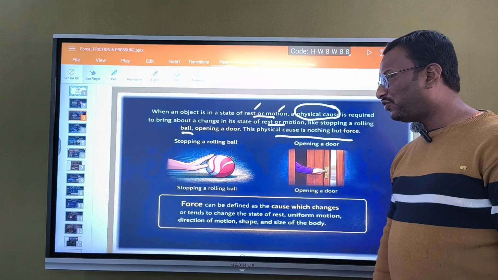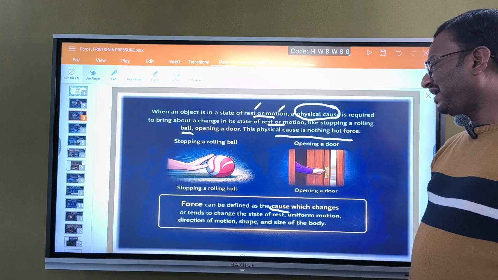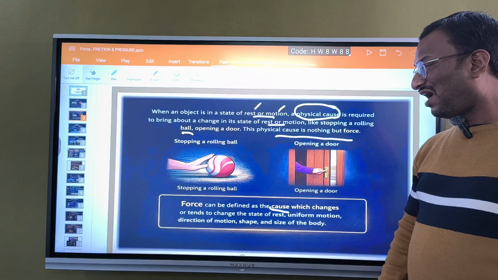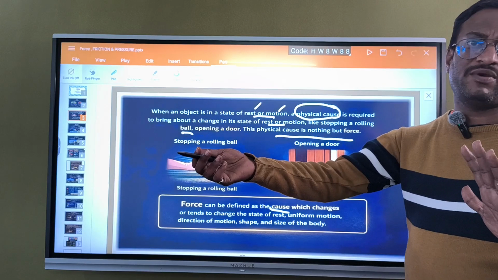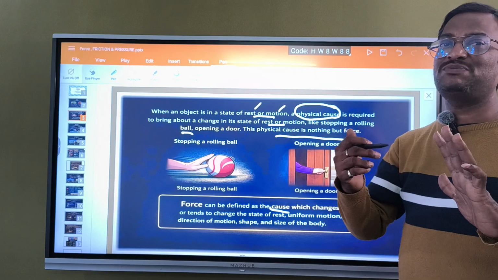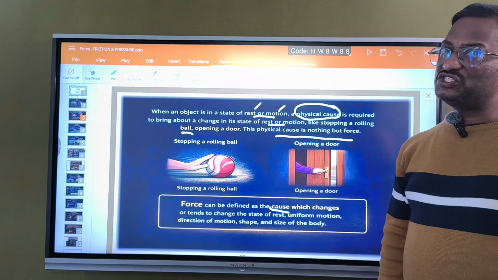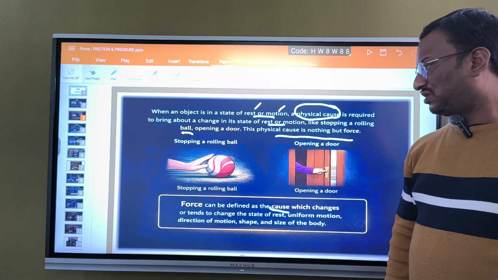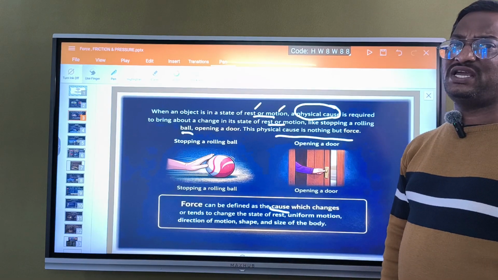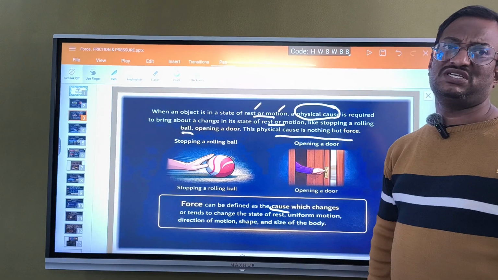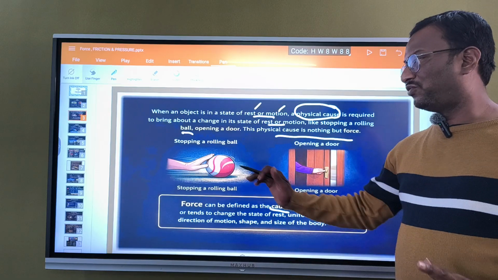So how can we define force now? Force can be defined as the cause which changes or tends to change the state of motion. That force may change the motion of a body or tends to change. Tends means tries to change the position of the body. Either it may change or try to change. Whatever it may be, state of rest or uniform motion, the direction of motion may change, shape may change, size may change. So whatever change we expect, that is said to be a force.